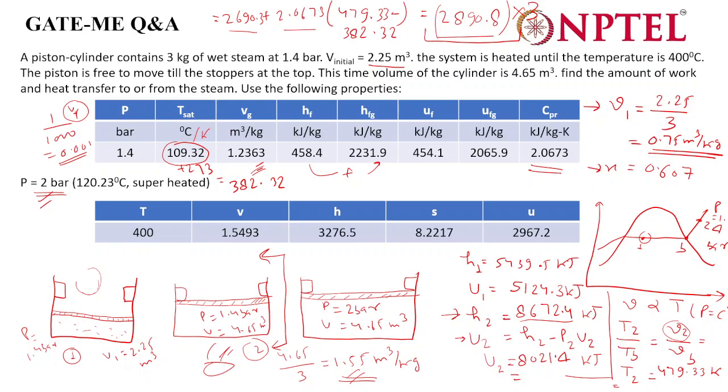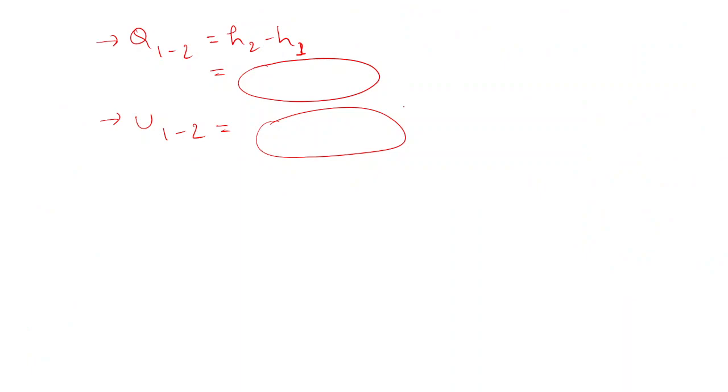What are you doing? H2 minus H1, sorry, right, sir? Just a minute. 8672.4 minus 3233. H2 minus H1. How much? 3233.